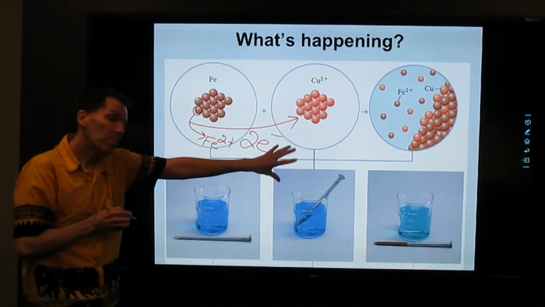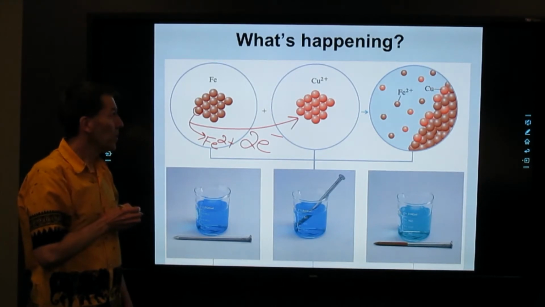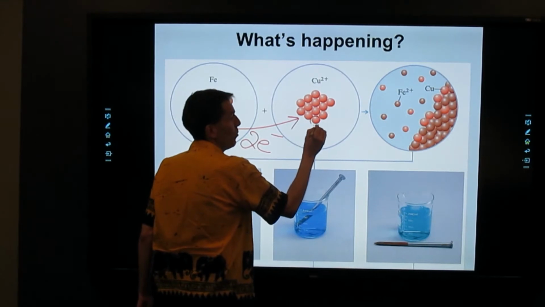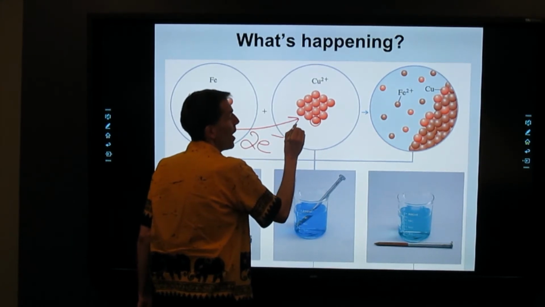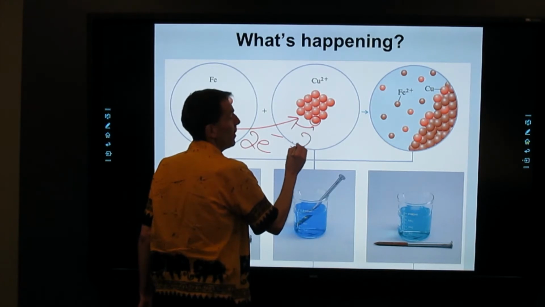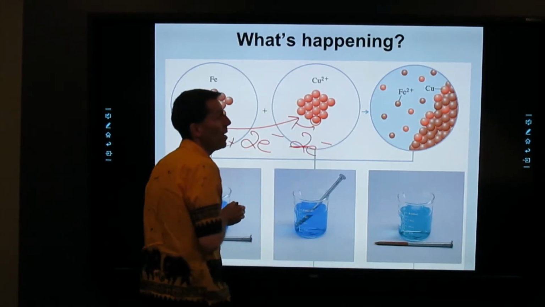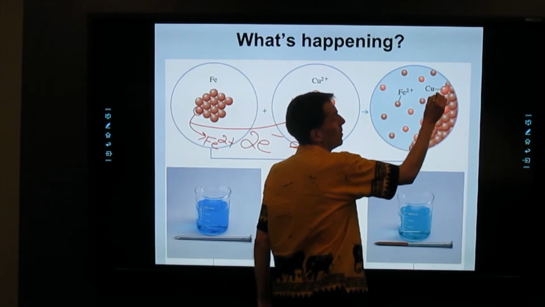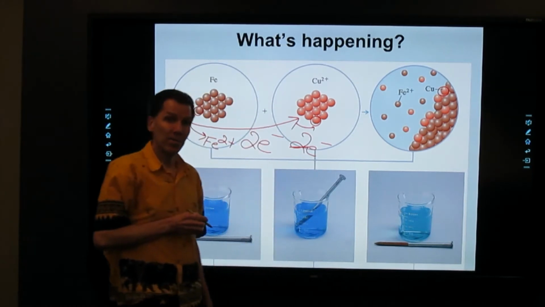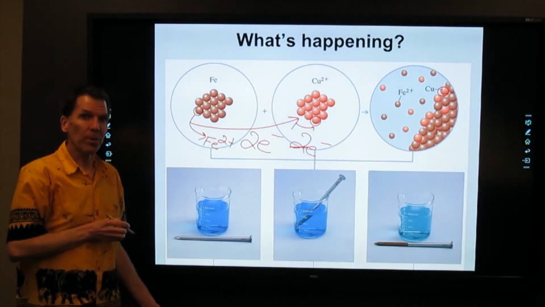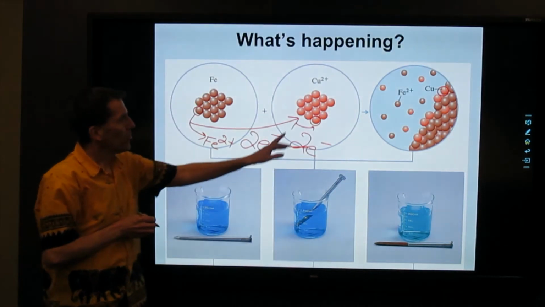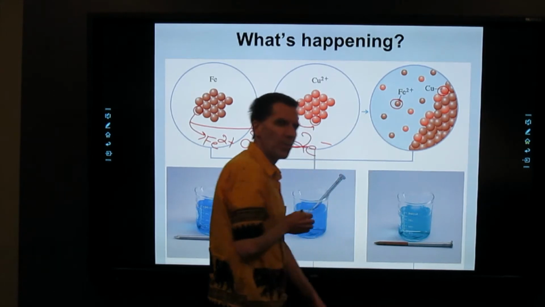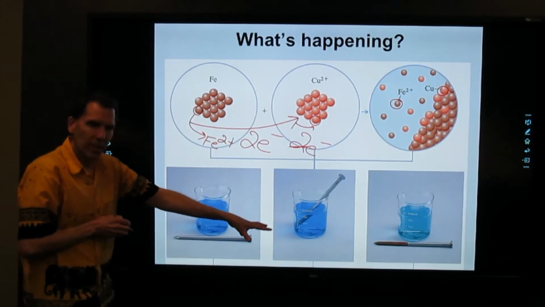I don't really like the way that this image is shown where these are clustered, but those are copper 2 plus ions over here. You can imagine here's a copper 2 plus ion, and it is picking up those 2 electrons, and then they are becoming copper atoms. This is a replacement type reaction. And so now we have Fe2 plus. This is being done in one container.